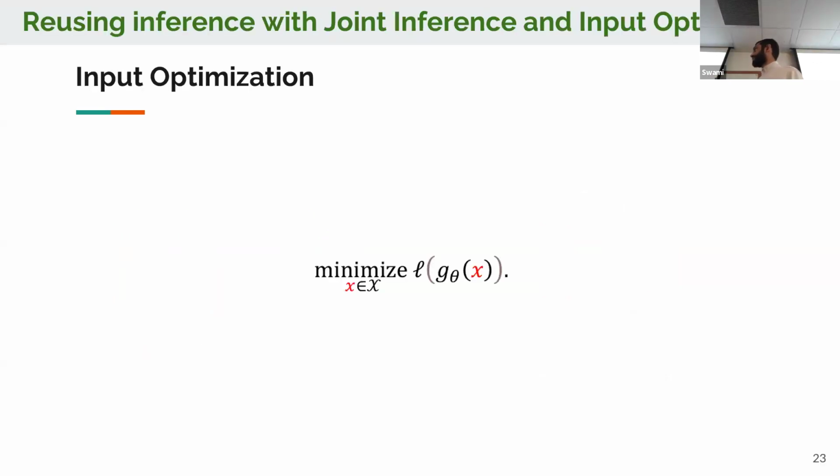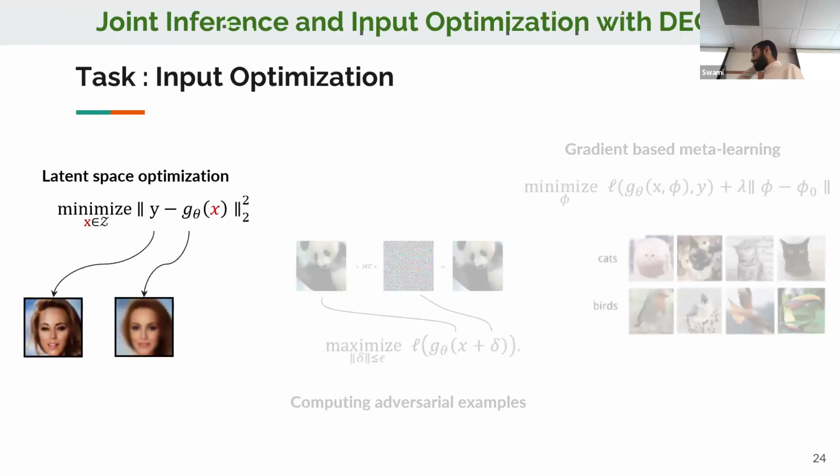We'll specifically be looking at input optimization problems here, where let's say you're trying to optimize over some inputs x for some network g of theta, where you have some objective L at the output of the network that you're trying to minimize. You see these problems crop up in a bunch of different scenarios. For example, you might have latent space optimization problems, where you have a generator g theta mapping from some latent space to the outputs or the data space. And you might want to minimize this optimization problem, which is trying to find the closest data point to y on the generator manifold.